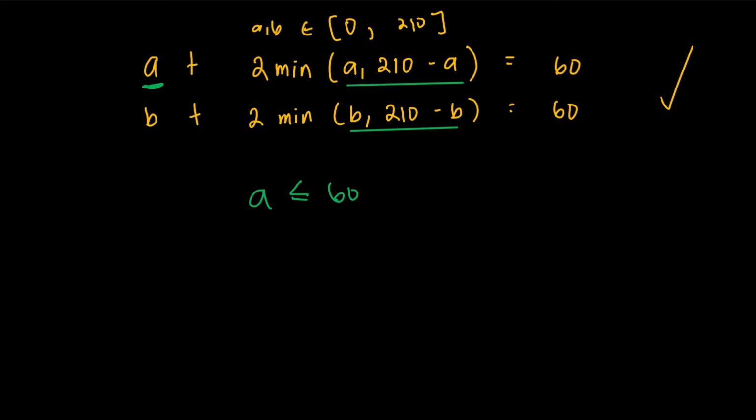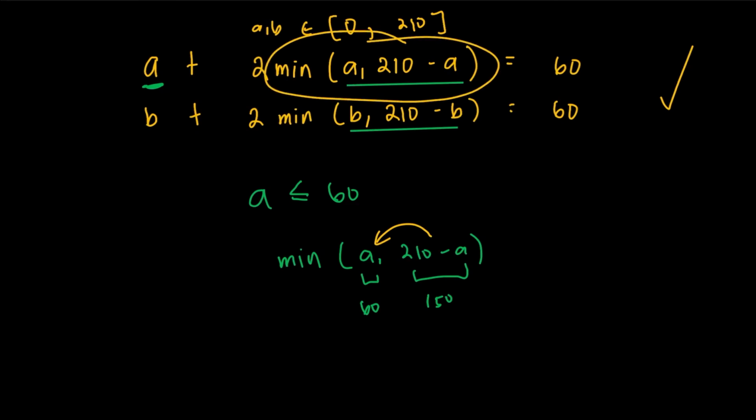Now, if a is less than or equal to 60, then even if I take the extreme case, where the maximum possible is 60, 210 minus a is going to be 150. This 210 minus a would always be greater than a. So the minimum of a and 210 minus a is actually just going to be a.